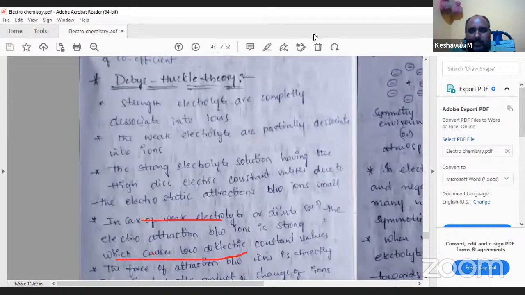Just wait. You people may wait one minute. I want to drink some water. Please wait and just read the sentences. Debye-Huckel, I can reduce this one, just a little bit.